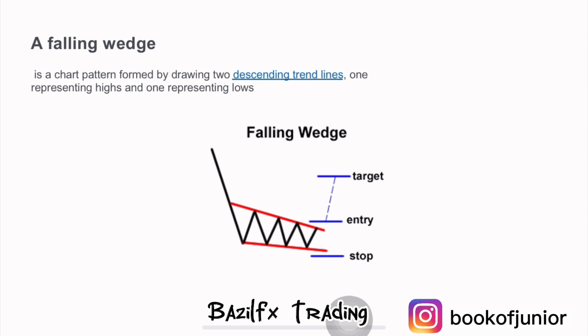From there we have the falling wedge. The falling wedge is a pattern that's formed also by drawing descending trend lines, one representing the highs, another representing the lows. So this is our falling wedge. This is how it forms. The falling wedge is a reversal pattern to the upper side. When you say falling wedge, you know the market is going to reverse and come to the upper side. So this is where it happens.